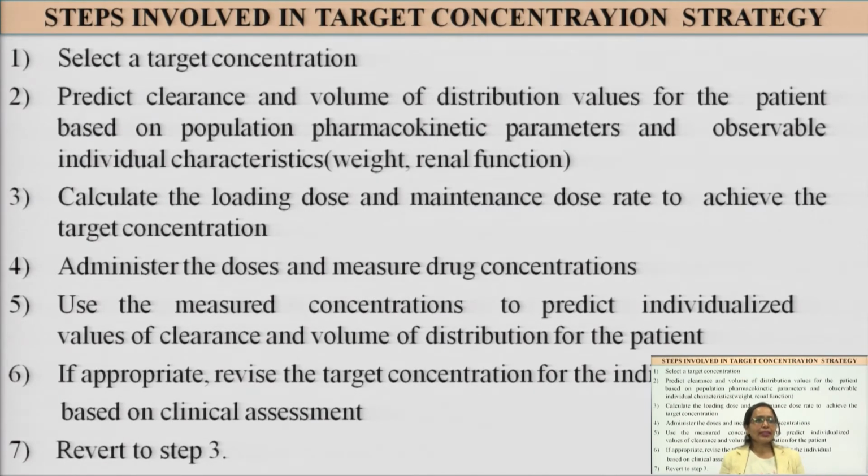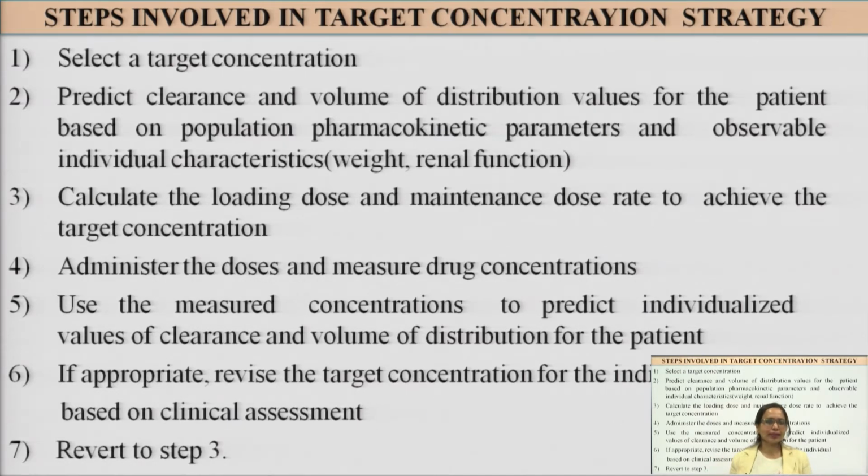So, what are the different steps involved in the target concentration strategy? First step is to select a target concentration, for example 10 mg or 100 microgram. Then predict the clearance and the volume of distribution values for the patient based on population pharmacokinetic parameters and observational individual characteristics.